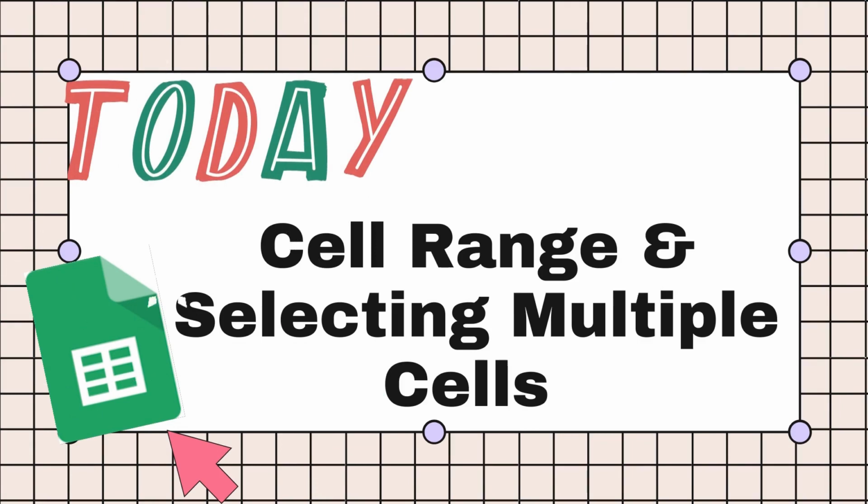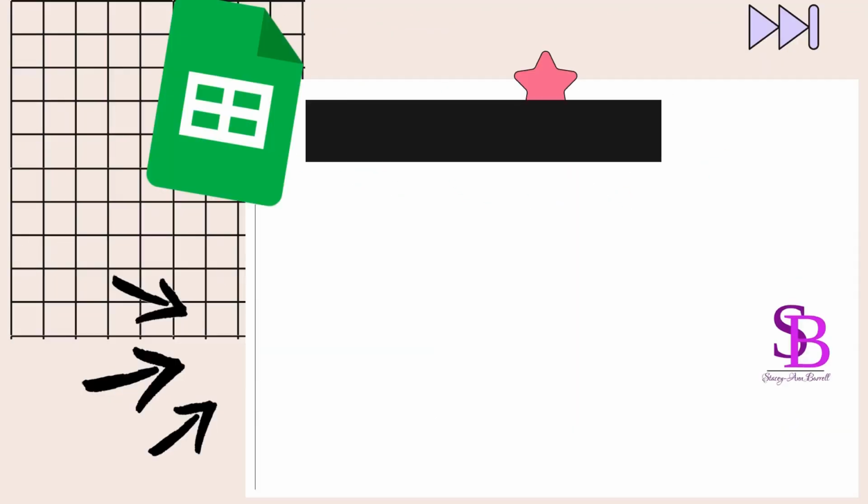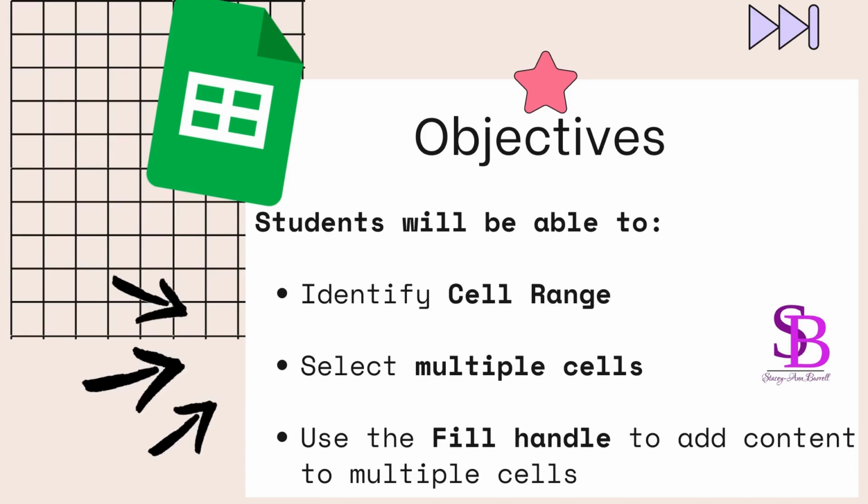In today's lesson, you will learn about cell range and how to select multiple cells. The objectives of the lesson: students should be able to identify cell range, students should be able to select multiple cells, and also use the fill handle to add content to multiple cells.